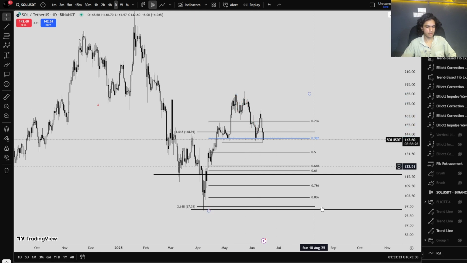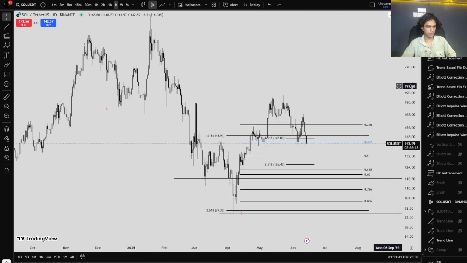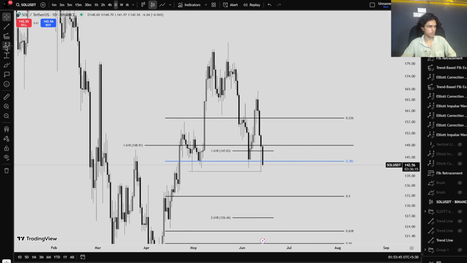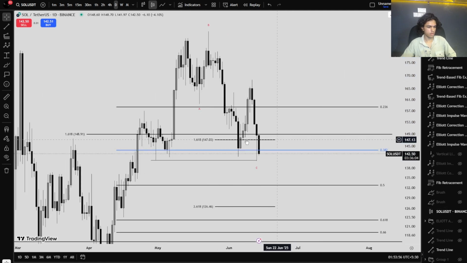So let's see whether the target has been reached or not. Okay, so if we take here A B C, the first target is reached here. Okay, if you take a look here, the first target is reached. We can take this as an ABC here. You see, the market took the area, you see the 1.618 fib level, so we had a rejection.